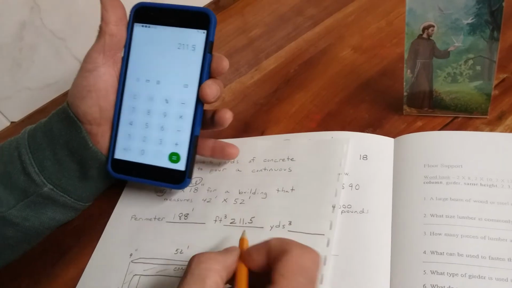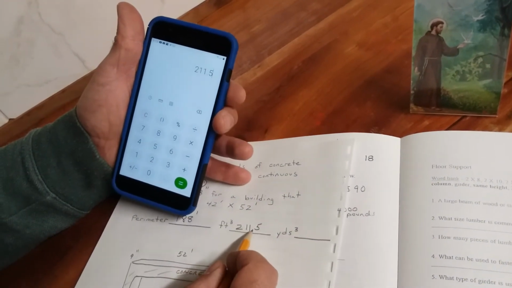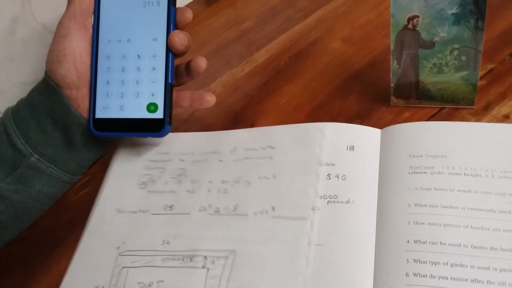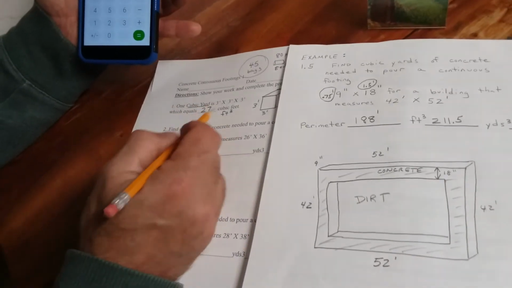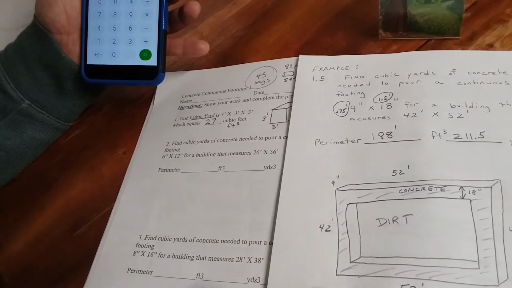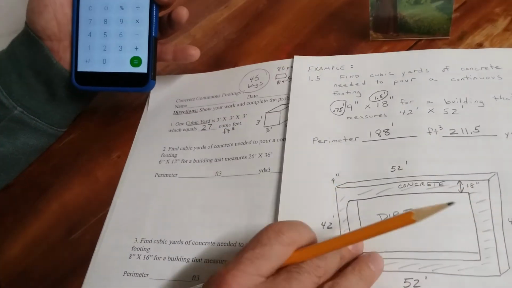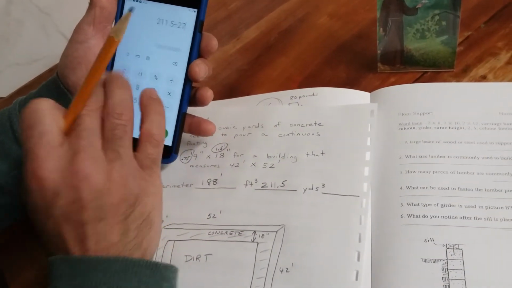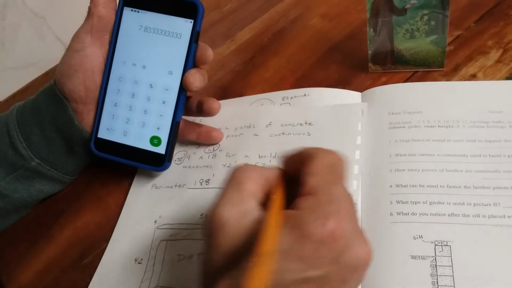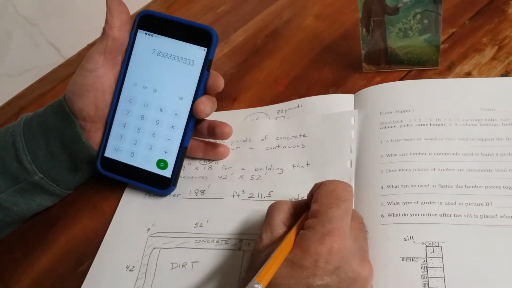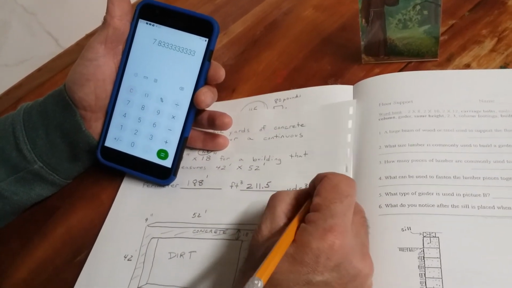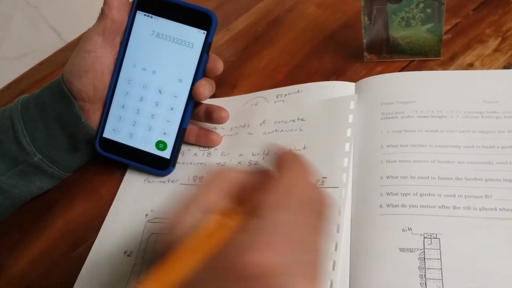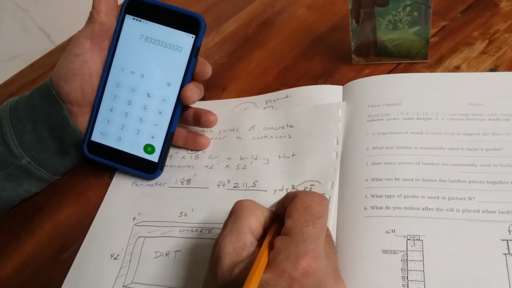Now we figure out how much concrete we got to order. So this is pretty easy. You have the 211.5. You got to divide it by this number, 27 cubic feet, because we have it in cubic feet here. So you're going to divide that by 27, and you get 7.83, and the 3 keeps going, cubic yards. Okay, this is the answer here.